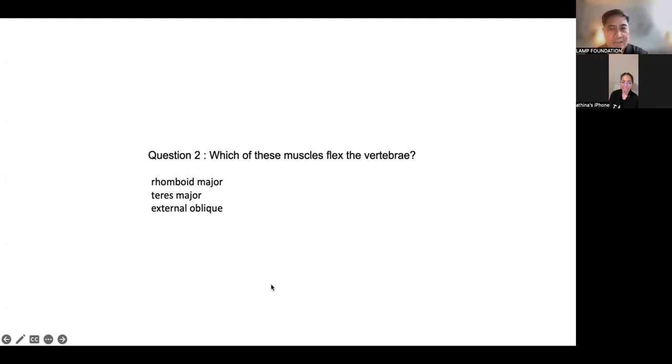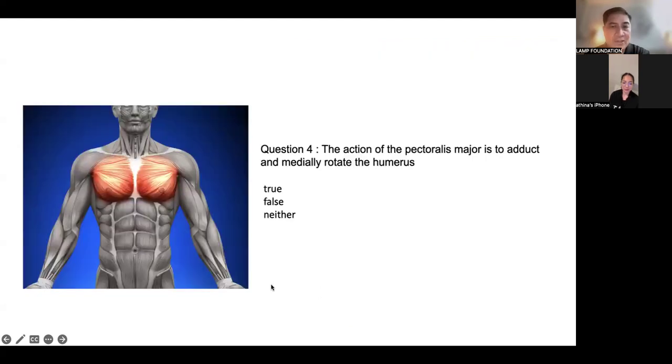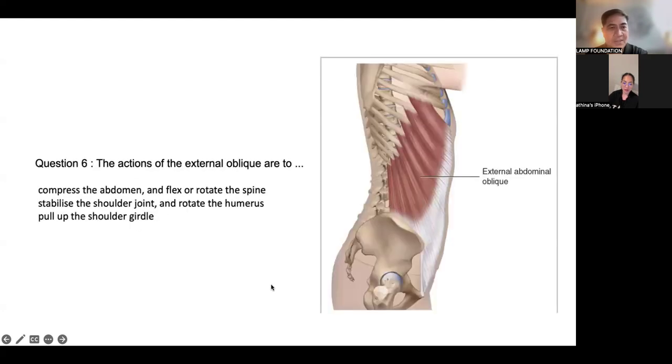Which of these muscles flex the vertebrae? It's the external oblique. The action of the diaphragm is to cause inhalation and exhalation. The action of the pectoralis major is to adduct and medially rotate the humerus. True or false? That's true. Which of these muscles laterally rotate the humerus? It's the infraspinatus. Actions of the external oblique are to compress the abdomen and flex or rotate the spine.